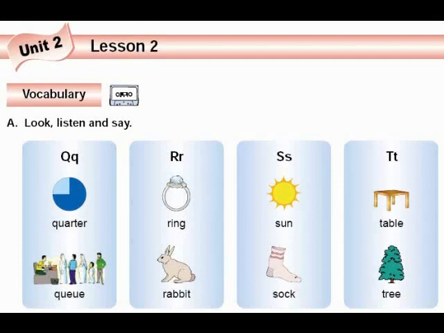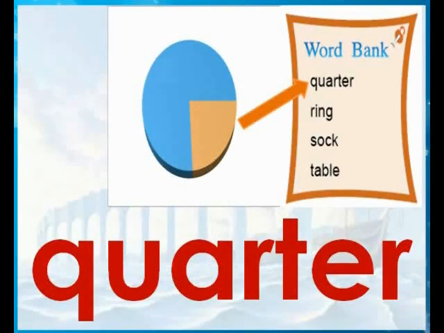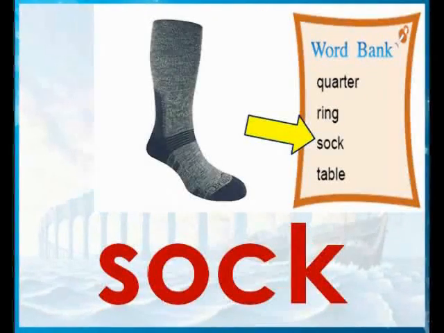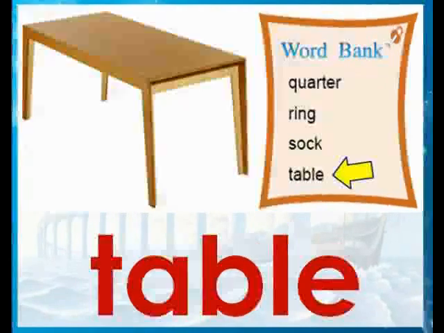Unit 2, Lesson 2, page 14. Vocabulary. Look at the letters. Listen to the words that begin with each letter and repeat. Task A. Q, R, S, T. Quarter. Ring. Rabbit. Sun. Sock. Table. Tree. Quarter. Ring. Sock. Table.